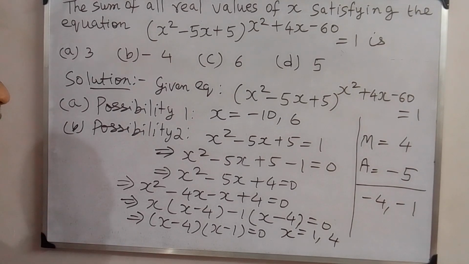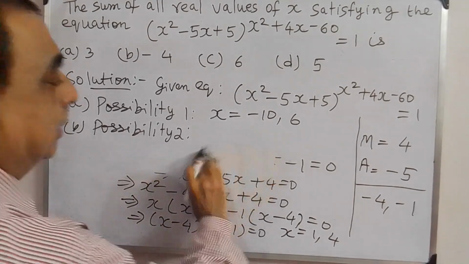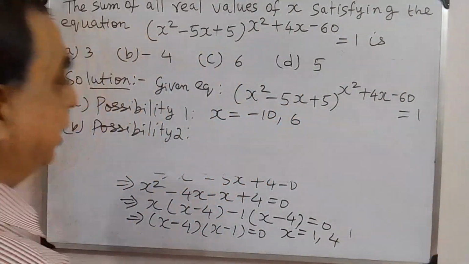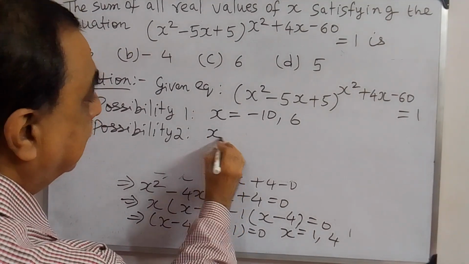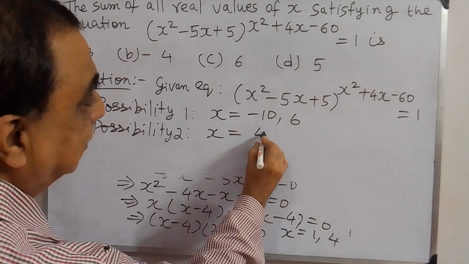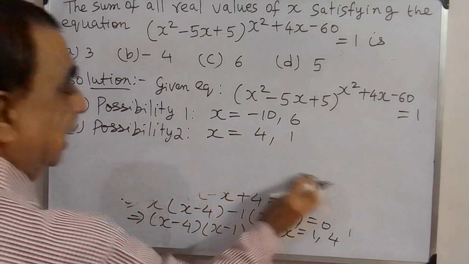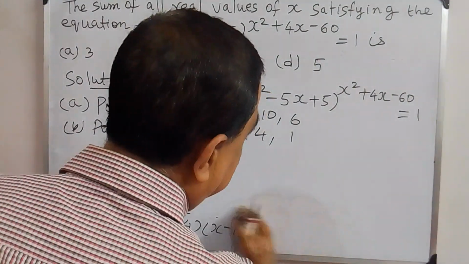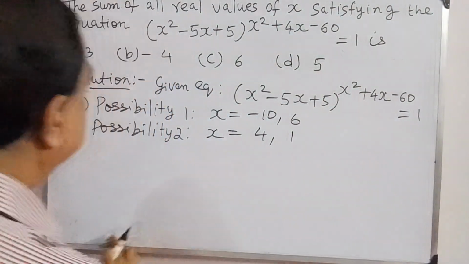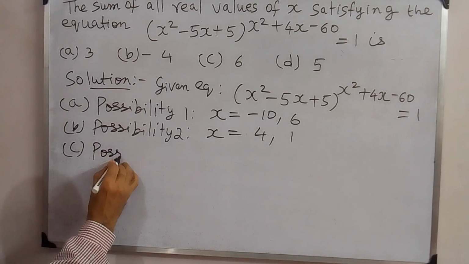Okay, so from the second possibility, what values of x are we getting? I am writing here: the possibilities of x from the second option, we are getting values of x as 4 and 1. Now we will find out, from the third possibility, what are the values of x satisfying the given equation.